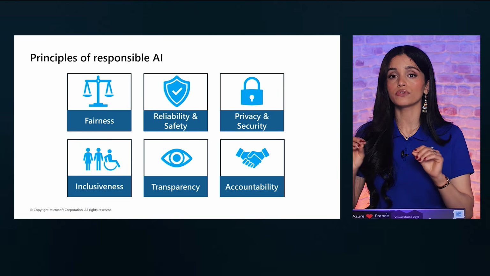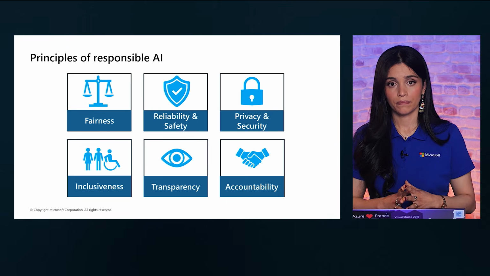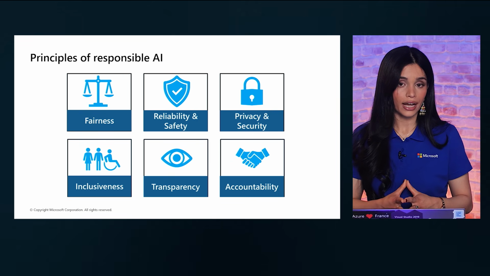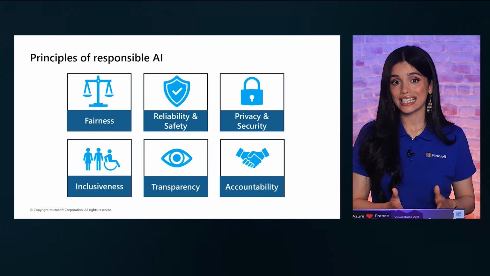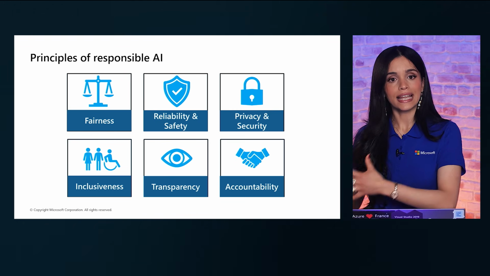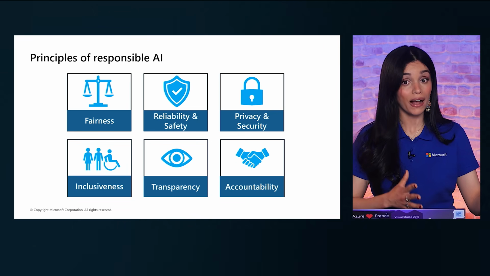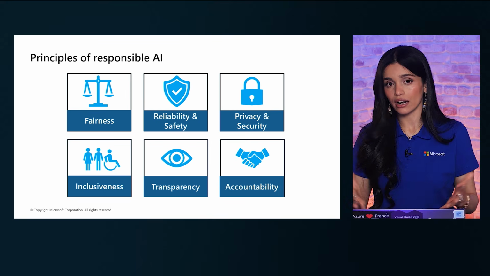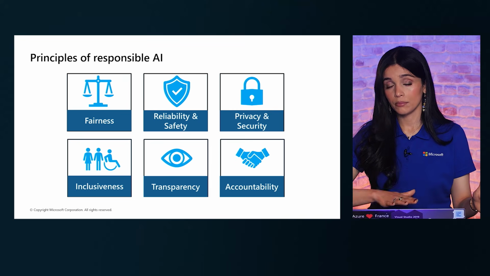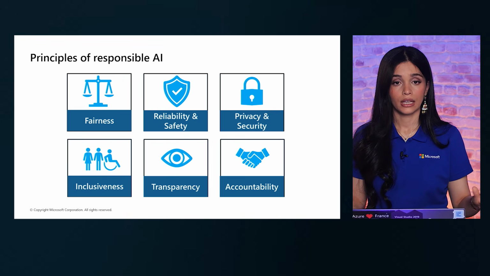AI systems learn from data, and data can reflect human bias. So fairness means actively checking and correcting for that. For example, if an AI system helps screen job applications, fairness means testing it to make sure it doesn't favor certain profiles, backgrounds, or demographics over others. The goal is simple. Similar situations should be treated in similar ways.